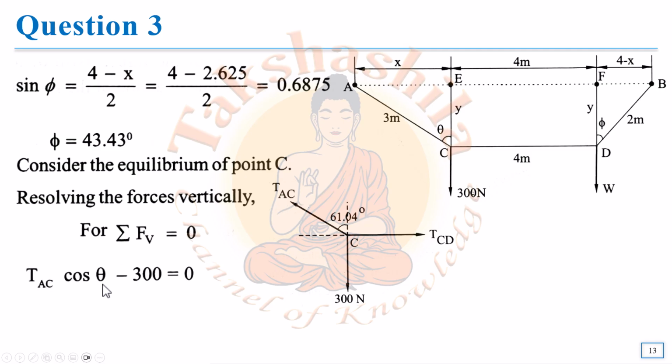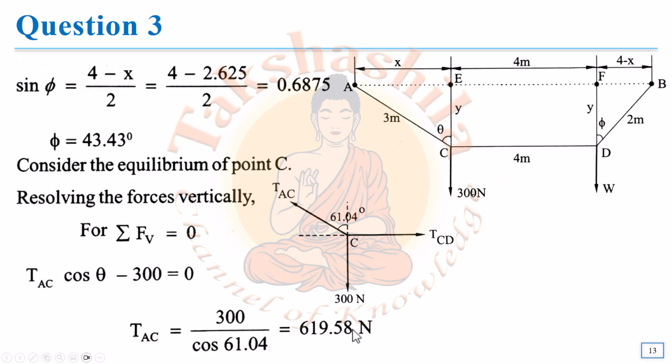So we will get TAC cos theta minus 300 is equal to 0. Next, from this expression, let's calculate the value of TAC. We already know the value of theta. Therefore, we can take this 300 to the other side, so it will become positive. Then TAC will be equal to 300 divided by cos theta, where the value of theta is 61.04.